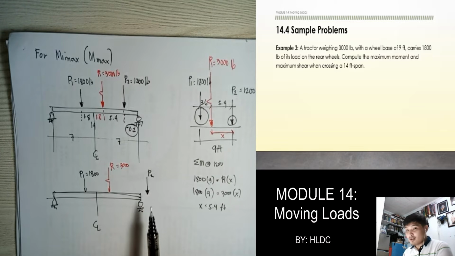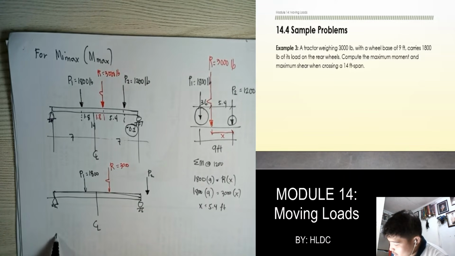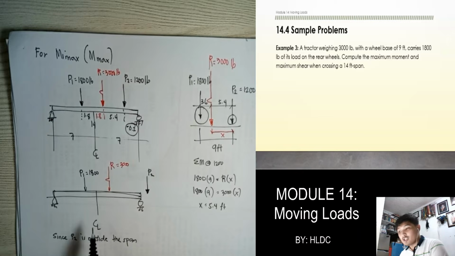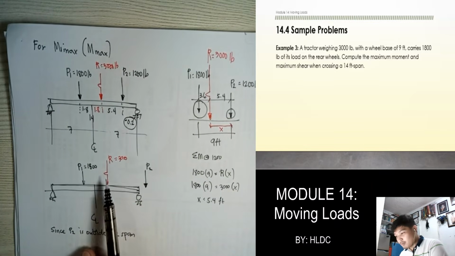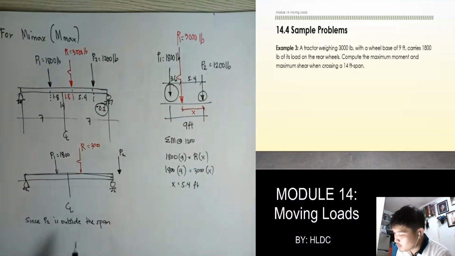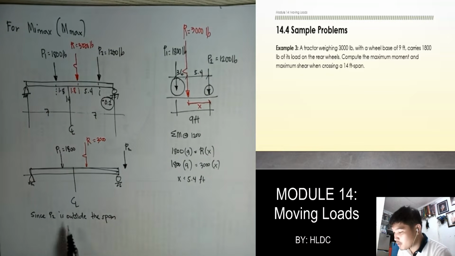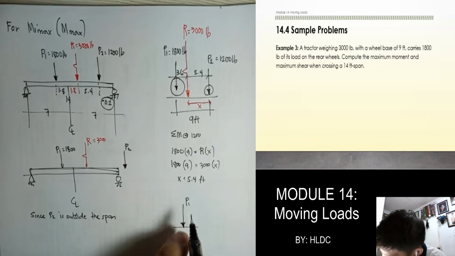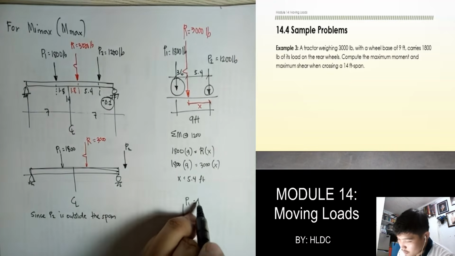Okay? So, mababago yung analysis natin. Since P2 is outside the span, ang consideration na lang natin is yung P1. Tapos at the same time, yung resultant load, hindi na rin siya dyan nakalocate. Tama ba? So, since P2 is outside the span, hindi na siya i-consider. Ang tinitingnan na lang natin na load is P1 na lang, which is 1,800.